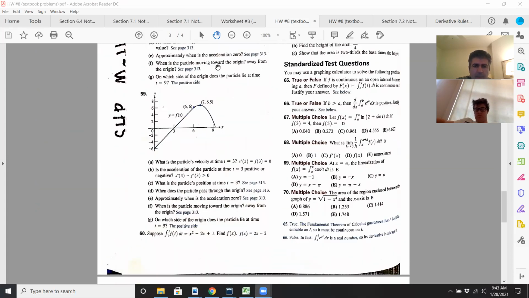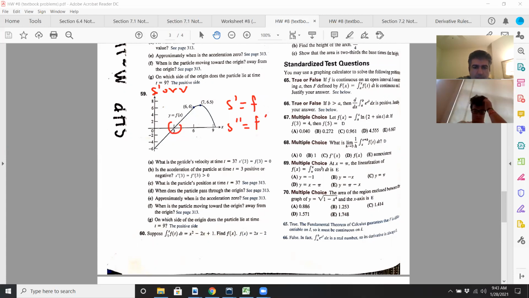Yeah, they love doing this on the AP as well. We say they have a College Board. So this is the graph of F or S prime or V, velocity, because S prime is velocity. What's the velocity at t equals 3? Well, S prime at 3 equals F at 3. Remember, S prime equals F, and S double prime equals F prime. So you just plug in 3 straight up, and that's it.